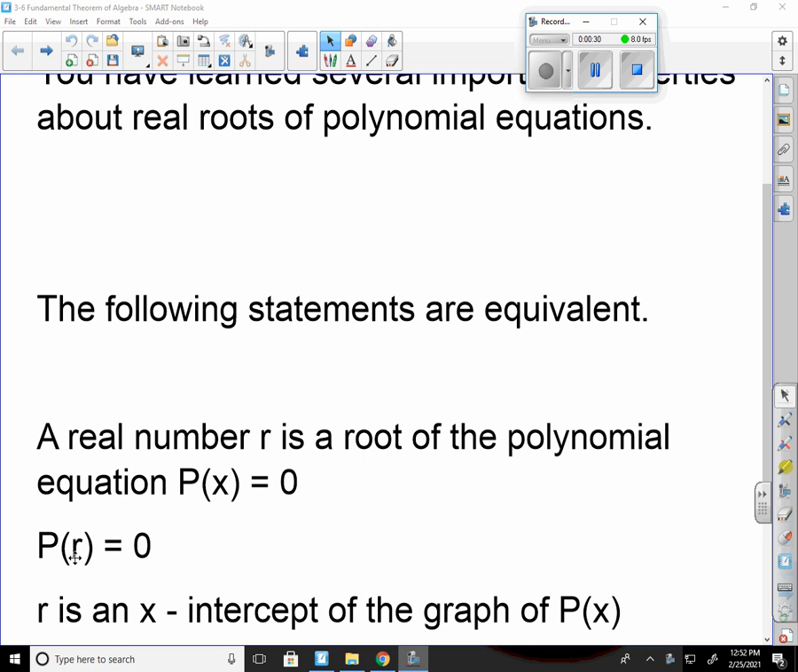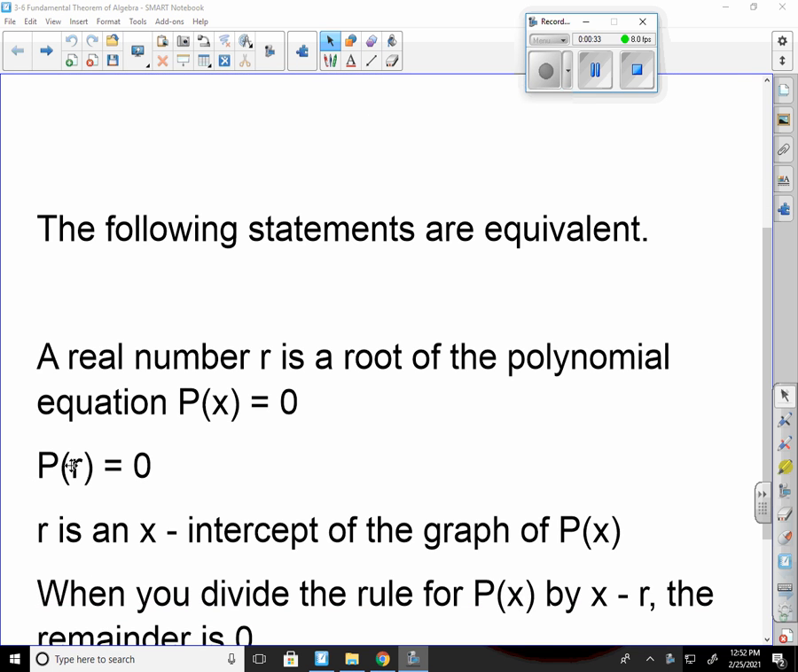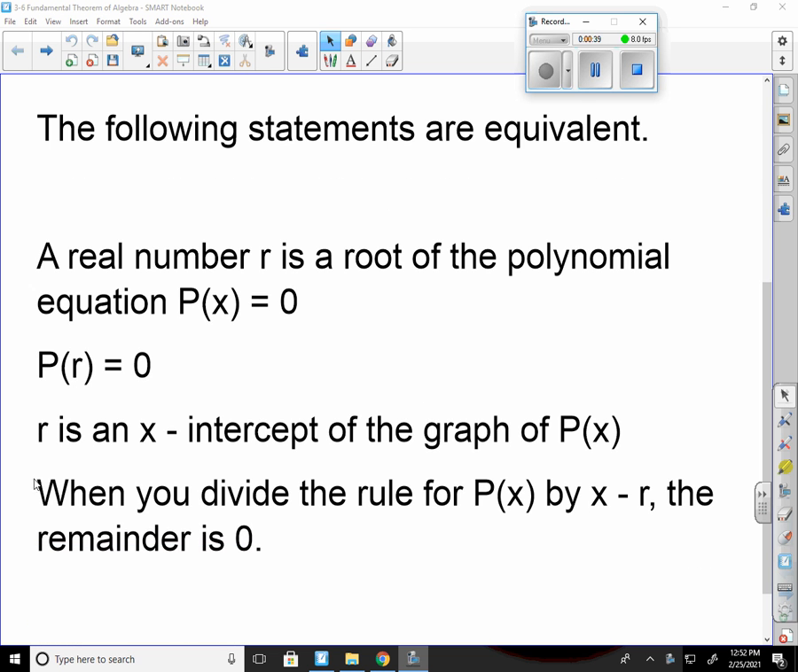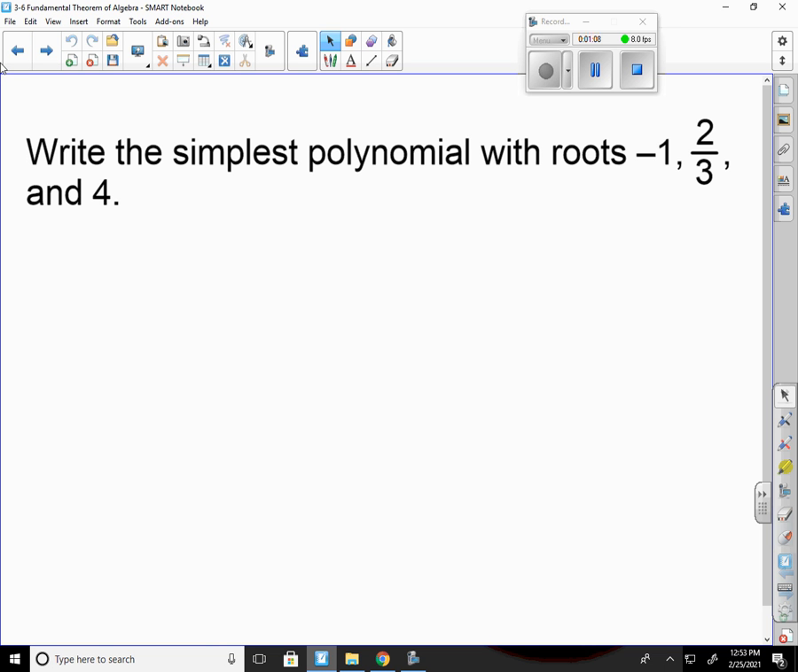P of r equals 0. That's another way to say it. In other words, if I plug that number in and I get equal to 0, then it's a root. r is an x-intercept. That's the same thing as being a root. And when you divide the rule for p of x by x minus r, the remainder is 0. So that's what we were doing in the last section. Whenever we divided by that r, whatever it was, it created a remainder of 0. So those are all ways to say this.